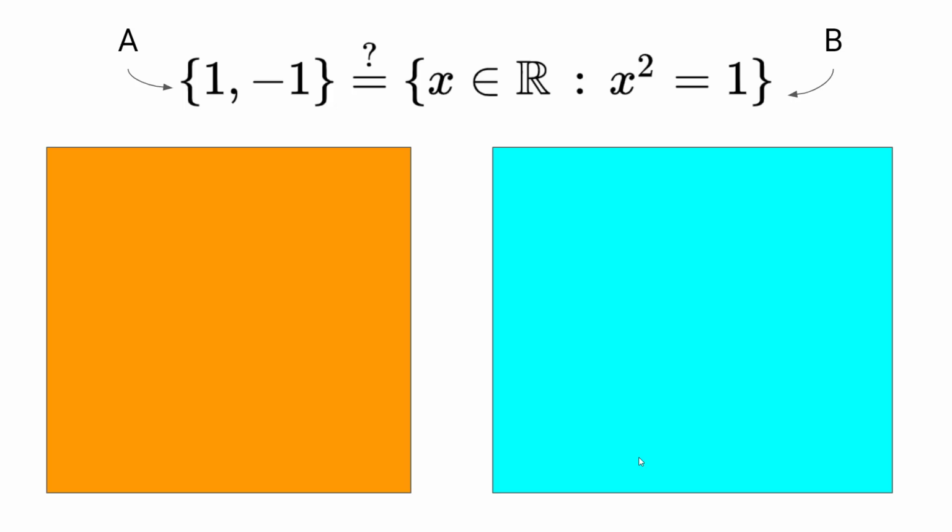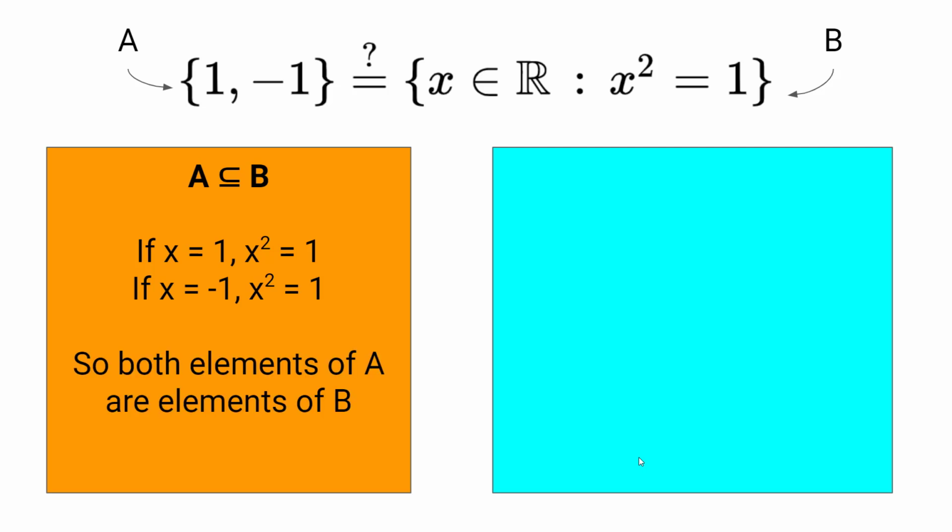And here's an explanation. First, A is a subset of B because if x is in A, then x is either 1 or -1. And in each of those cases, x squared is equal to 1. Therefore, x passes the filter given by the predicate in that second set, and that makes x belong to B. And that makes A a subset of B.